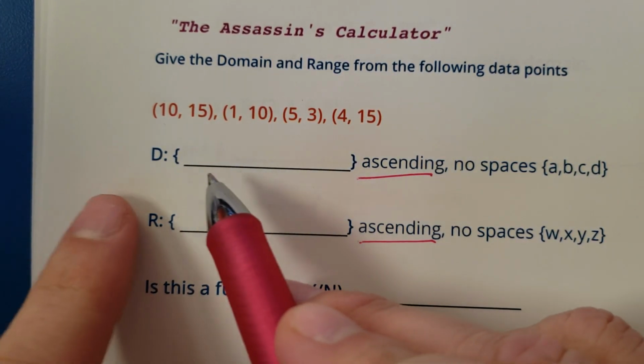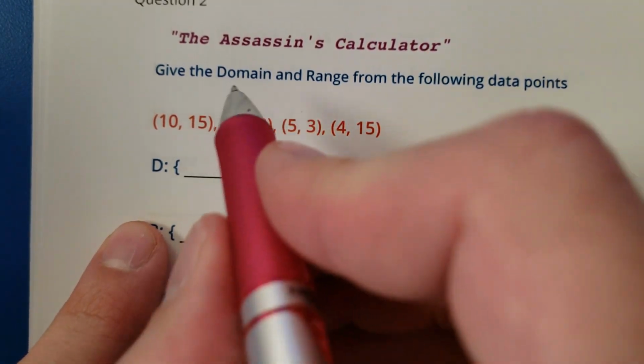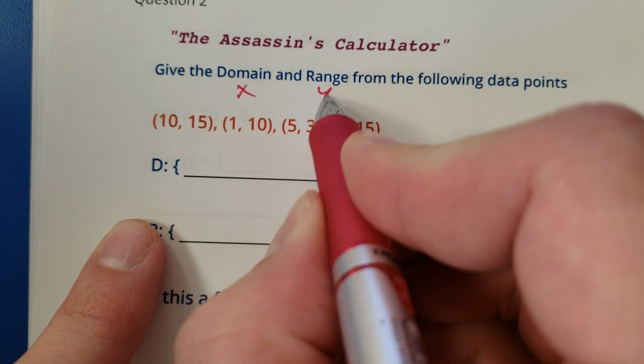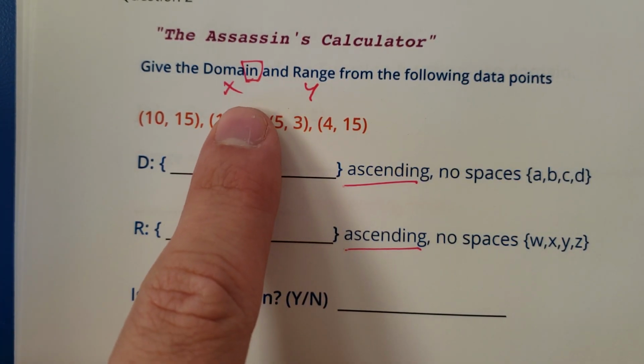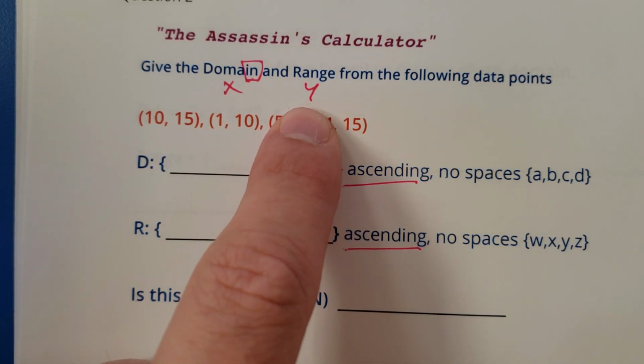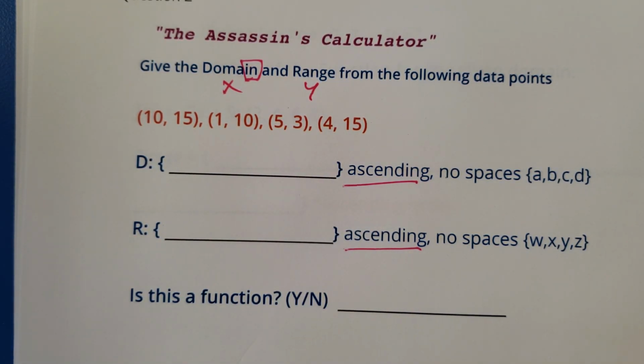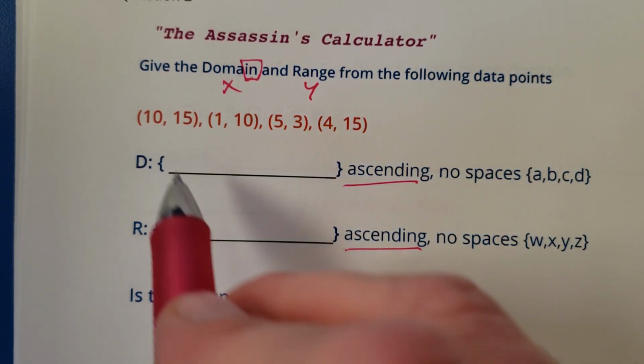Anyway, so the domain are the X values and the range are the Y values. Remember, the domain, I think of it this way. Those are the values that go into a function, and the range is where they end up. Like home on the range is where you want to end up at the end of the day. All right, here we go.